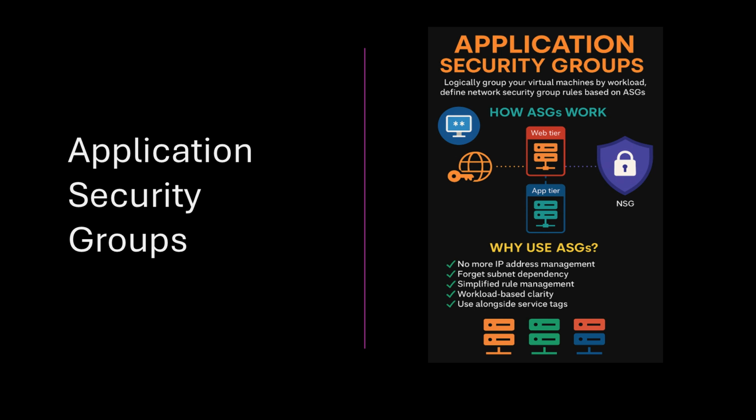So, what's your key takeaway? When you use application security groups, you're not just simplifying your security model, you're future-proofing it. You gain flexibility, scalability, and clarity by thinking in terms of workloads instead of IP addresses. So if you are building secure cloud-native applications, ASGs are a tool you definitely want in your toolbox.